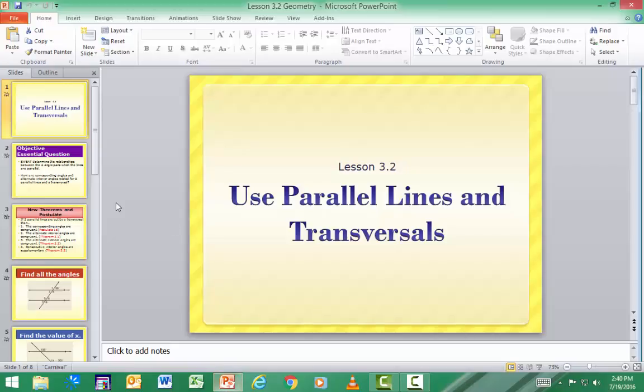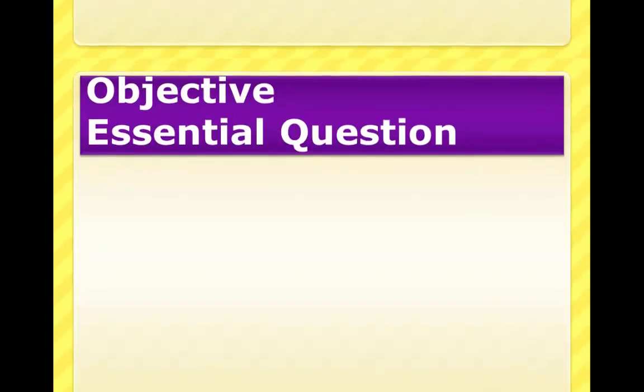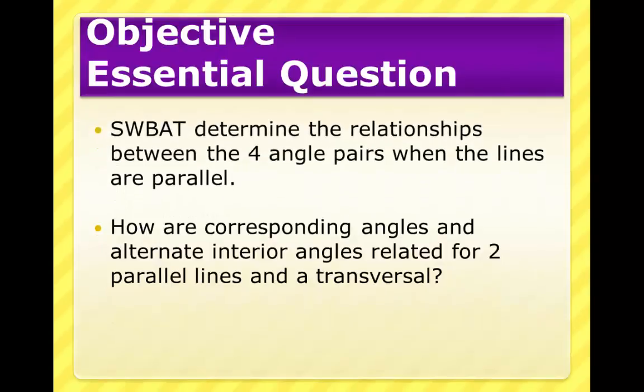So let's get started. This is lesson 3.2, use parallel lines and transversals. So, what's the deal? Students will be able to determine the relationships between the four angle pairs when two lines are parallel. How are the corresponding angles and alternate interior angles related for two parallel lines and a transversal?